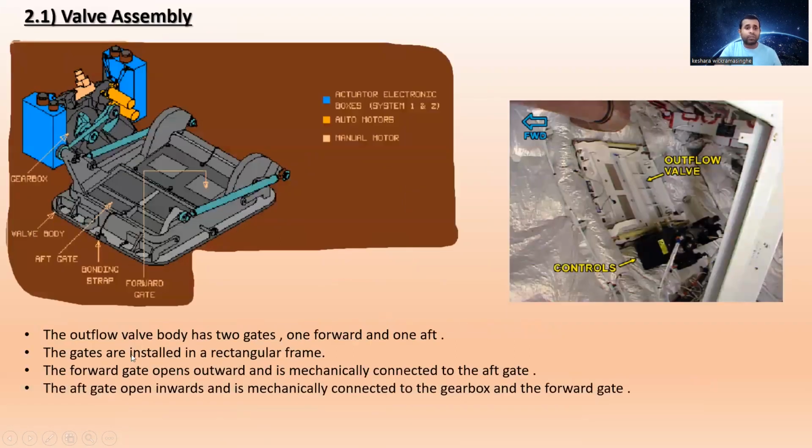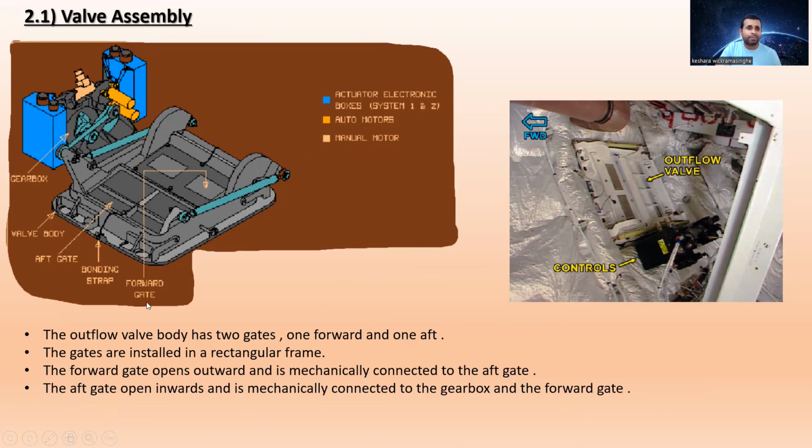The forward gate opens outwards and is mechanically connected to the aft gate. The aft gate opens inwards and is mechanically connected to the gearbox and the forward gate.